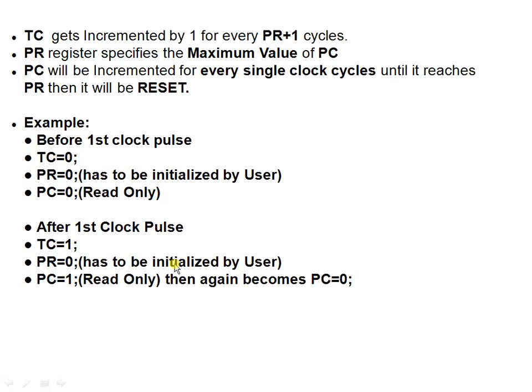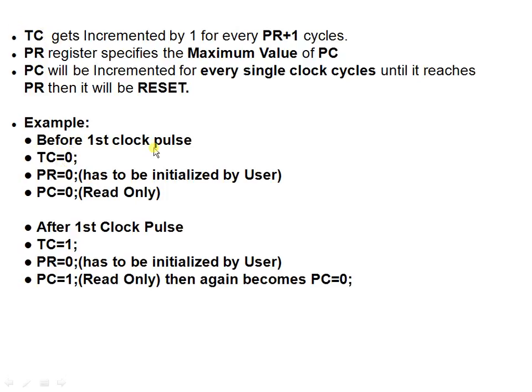Then PC will be incremented for every single clock cycle until it reaches PR, then it will be reset. This PC increments for every clock pulse that the timer peripheral is receiving, until it reaches the PR value, that is the maximum value which is already specified. As soon as PC reaches PR, PC will be reset to 0, and then TC gets incremented by 1. We'll see that with an example.